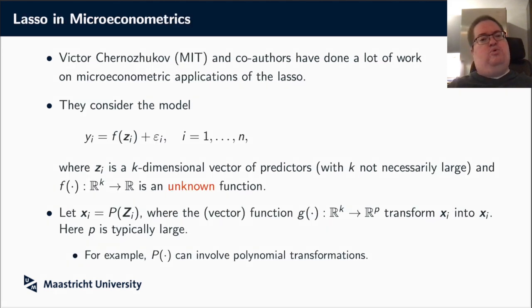So if we focus on the more microeconometric settings, then there are a lot of papers by a professor from MIT called Victor Chernozhukov and his group of co-authors who have basically established the theory of the lasso and variations for these kind of cross-sectional or panel data-like models. Now they do something which is different than the standard setup, and that is they say, well, let's not assume a linear model from the start.